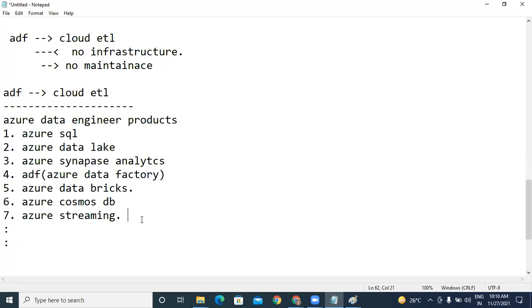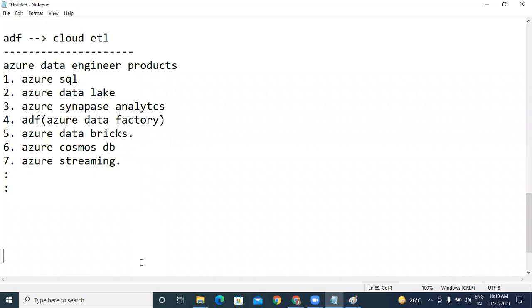Now, let me come to these topics. These are the data engineer products. What is the purpose of all these products and what is the importance of them? Try to understand one by one. Number one, the first product, Azure SQL. Just by seeing this name, you can guess what it is.